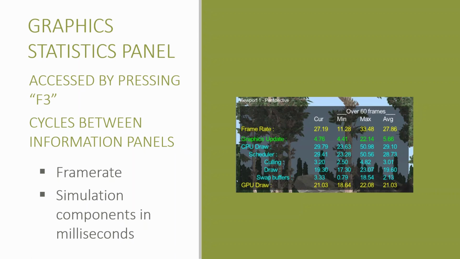This is accessed by pressing F3 either in the editor or in the player. And what it does is allow you to cycle between different information panels. The structure will remain the same. You're going to have your different measures on the left, and then on the right you'll have the current value, and then the minimum, maximum, and average values obtained throughout the current simulation run.